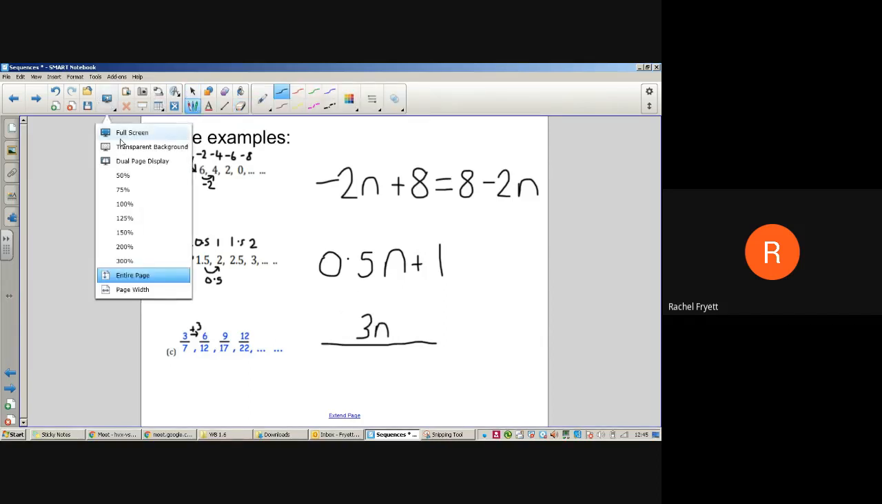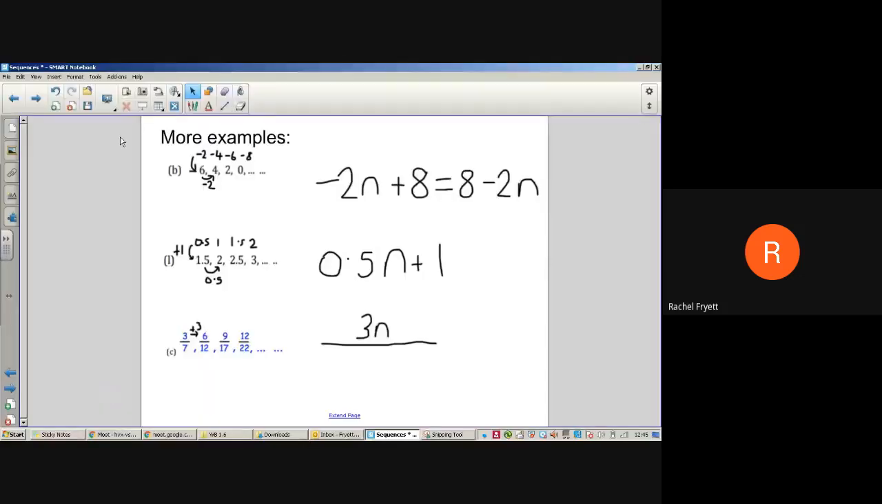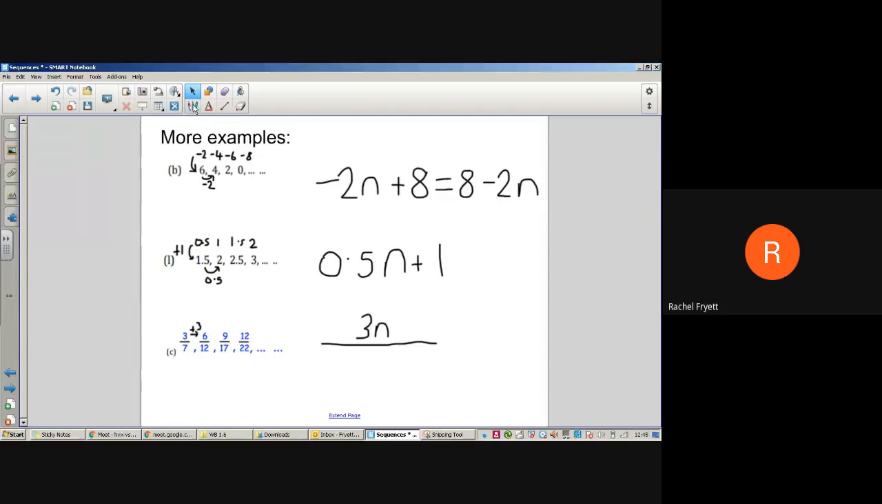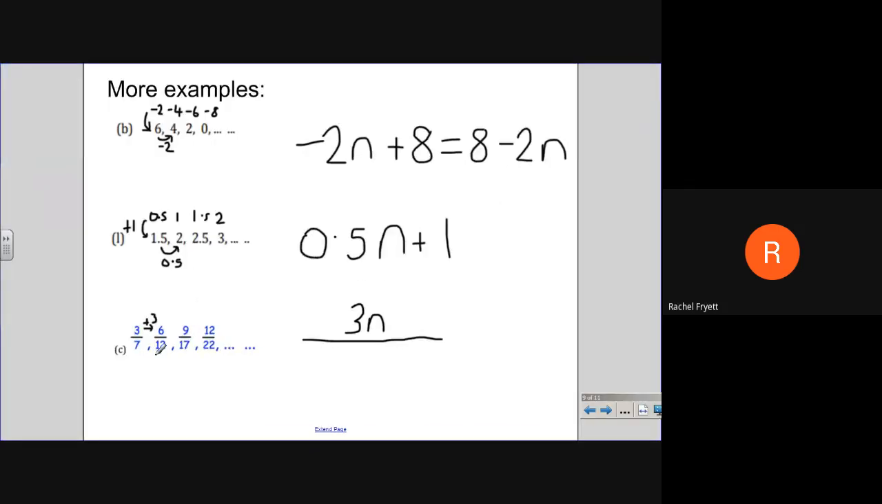Then on the bottom, so to get from 7 to 12, we add 5. Let's just check. We add 5, we add 5, yes. So I'm going to look at my 5 times table and figure out how we get from times table to sequence. To get from 5 to 7, I add 2.